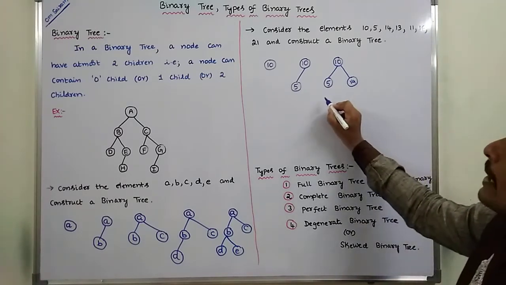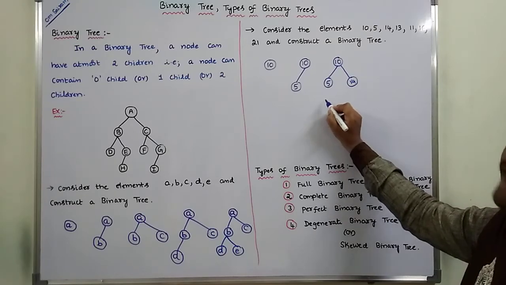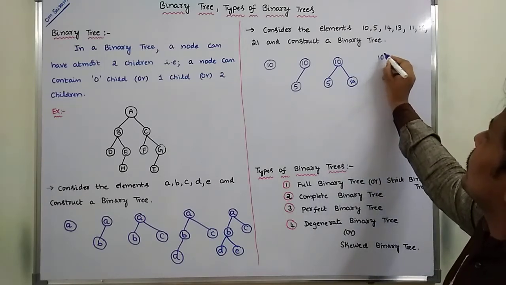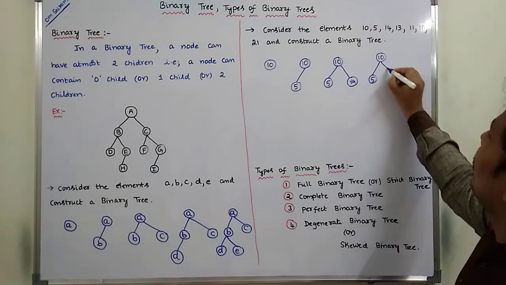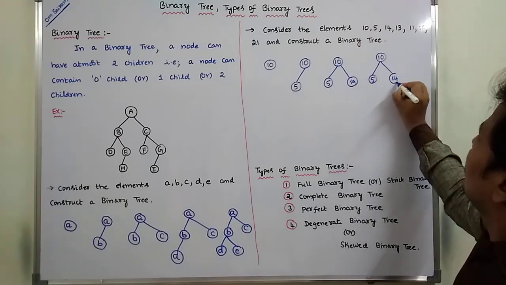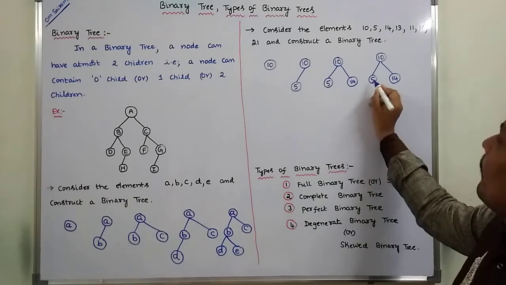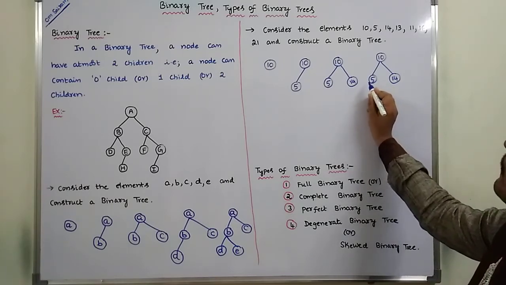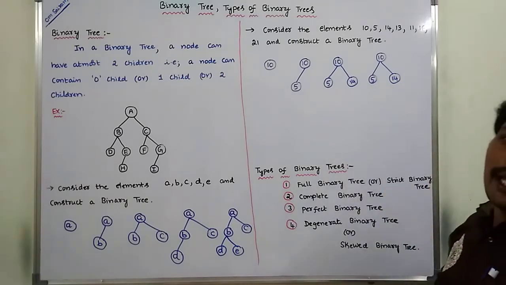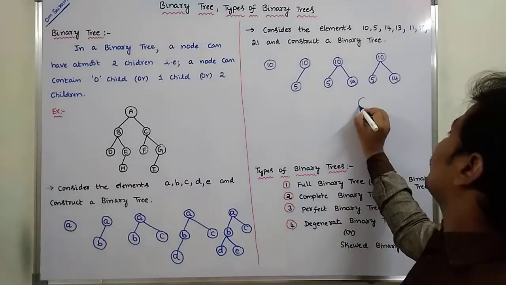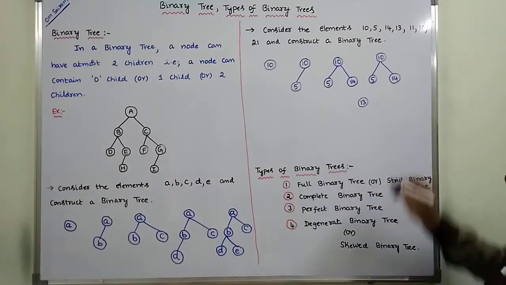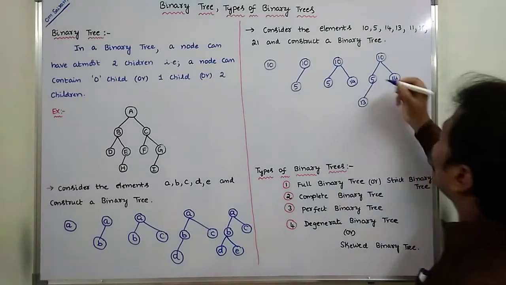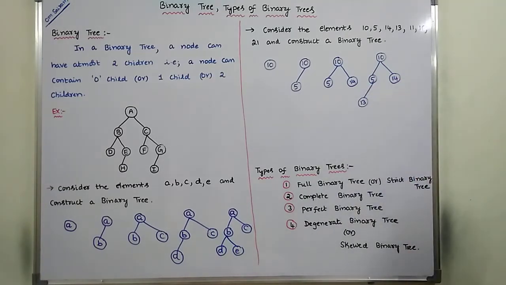Okay. Next element we want to insert is 13. So 13 becomes the left child of 5. So 10, 5, 14. Now for node 5, the left subtree is empty. Now we want to create a node and insert 13 into that node. Now 13 becomes the left child of 5.